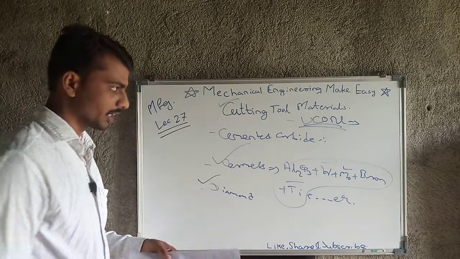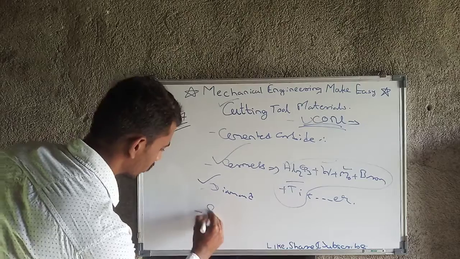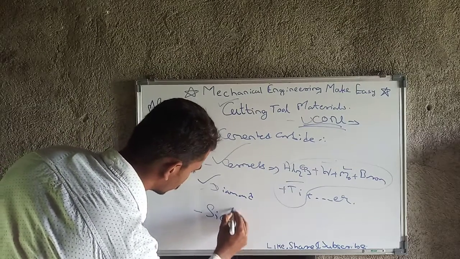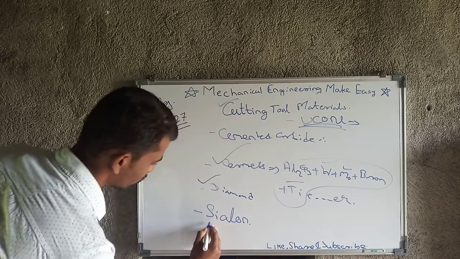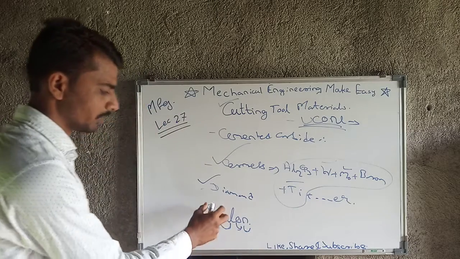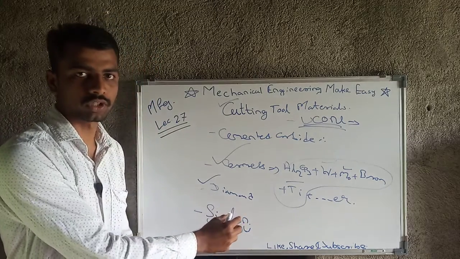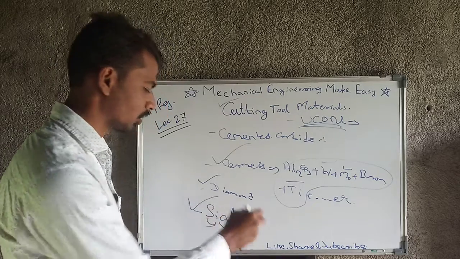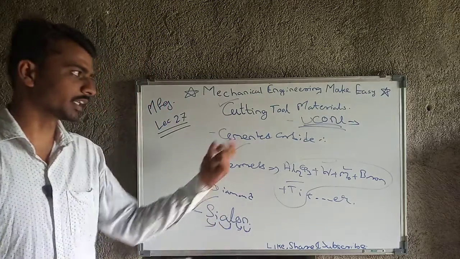Then next is Ceylon. Ceylon means silicon, aluminum, oxygen, nitrogen. The mixture of silicon plus aluminum plus oxygen plus nitrogen is nothing but Ceylon. So this is also one kind of cutting tool material.